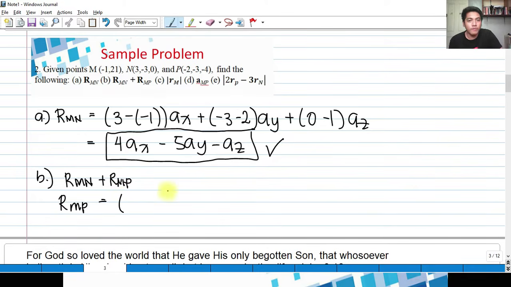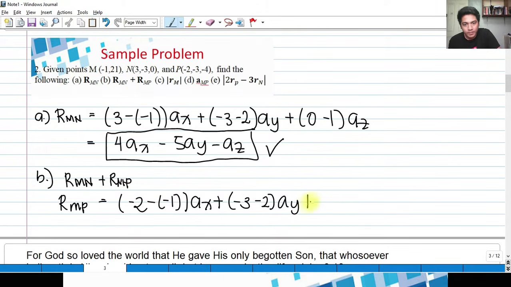Our final point here is P. The initial is M. So we have negative 2 minus negative 1 a_x, plus negative 3 minus 2 a_y, plus negative 4 minus 1 a_z. Evaluating, negative 2 plus 1 is negative 1 a_x. Negative 3 minus 2 is negative 5 a_y. Negative 4 minus 1 is negative 5 a_z.